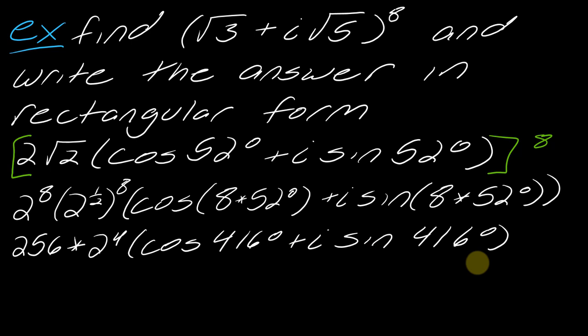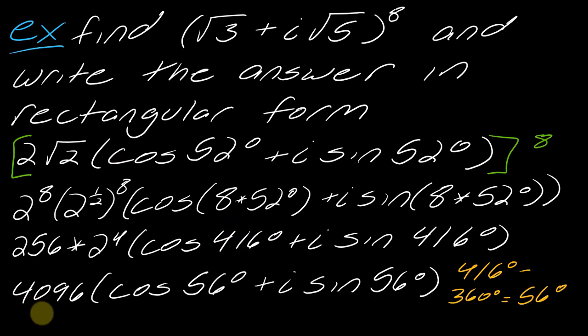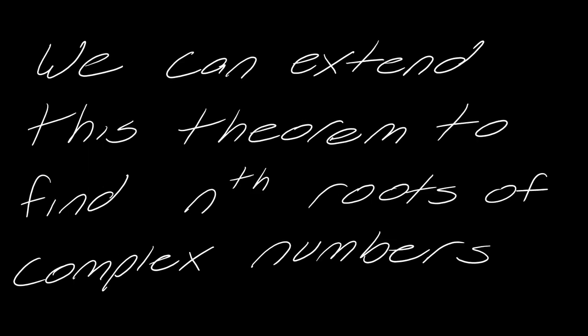So we want to be between 0 and 360 degrees. So what I'm going to do is I'm going to subtract 360 from 416. So in the end, this becomes 4,096. And then if I subtract off 360, this is 56 degrees. So here's my final answer. And you could, of course, write it in the shortened form as well. So really saves us a lot of time. And we can extend this theorem to find nth roots of complex numbers.